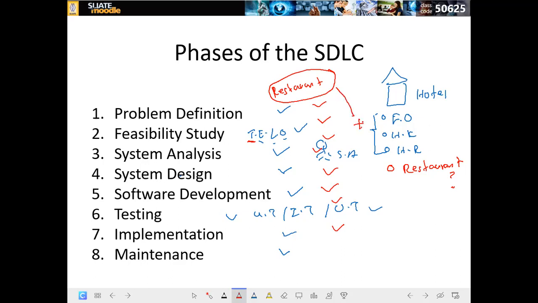When you implement for the restaurant, you can also keep it separately, but it's not very usable if you keep it separately. If you integrate it with the entire system, it will be nice. Then now you have a system with these 4 modules.